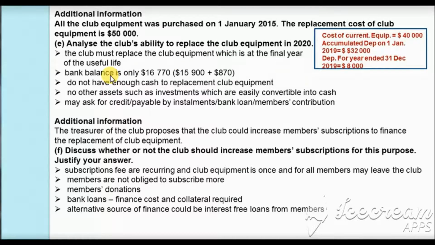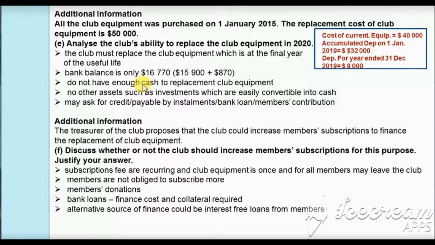If we see the bank balance which was given on 31st December 2019, it was $15,900. And in the additional information, it was mentioned that one check which was not credited by the bank on 31st December 2019 was $870. So if we add this up, on 1st January 2020, we will have the bank balance as $16,770, which is not sufficient for the purchase of an equipment which will cost us $50,000.